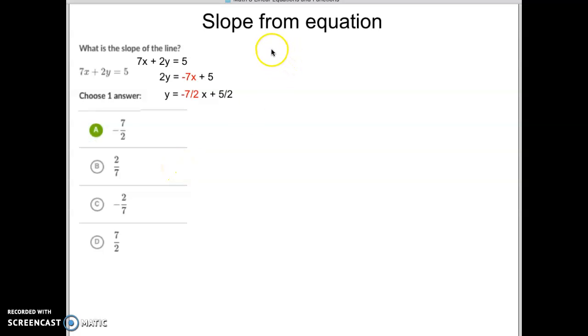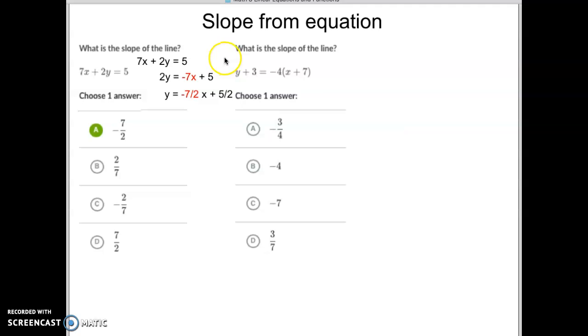Let's do another one. Now, in this one, they have a different way of writing the equation right here. So we're going to start with the original equation. You know that whenever you have parentheses, we need to distribute that number to everything inside of that. So we're going to multiply the negative 4 by the x and by the positive 7. When we do that, we end up on the right side with negative 4x and negative 28.